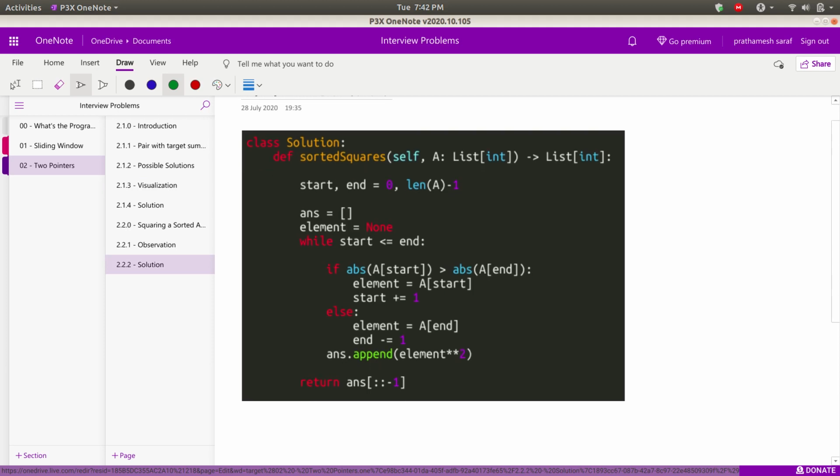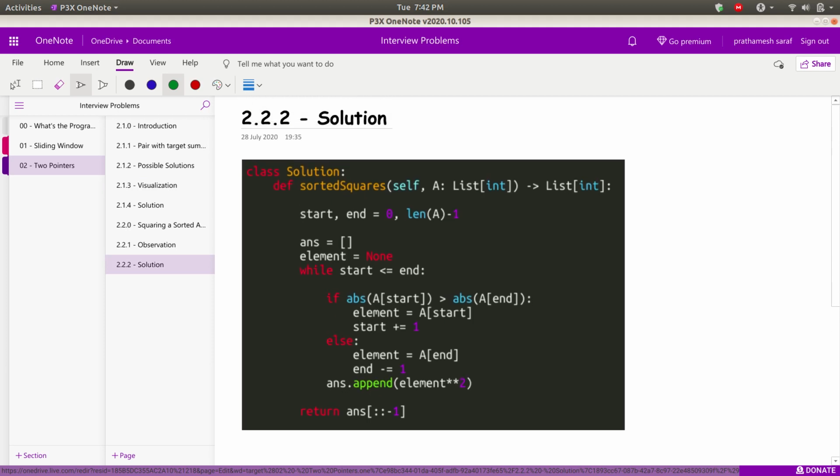The solution here is pretty simple. My start and end are the two pointers, and my answer will contain the values of my final result, right? Element would hold the current element which I'm going to add to the list. While start is less than end, I'm comparing the absolute values. Whichever value is greater, I take that element and add its square to the list, right? If I'm considering the start element, I'm incrementing the start pointer. If I'm considering the end element, I'm decrementing the end pointer.